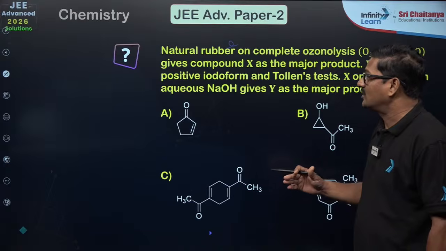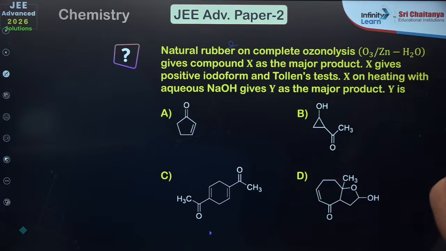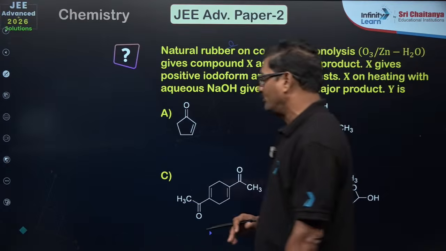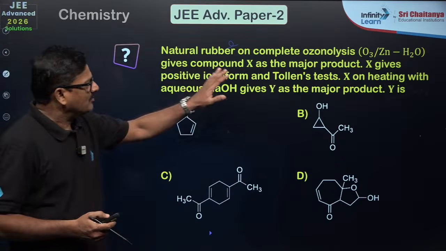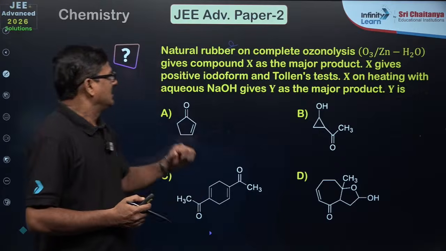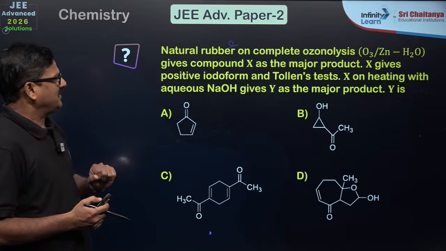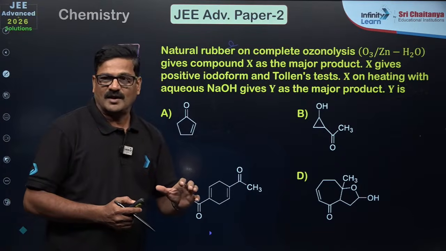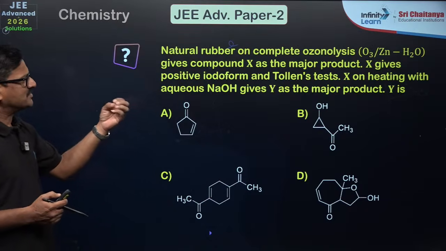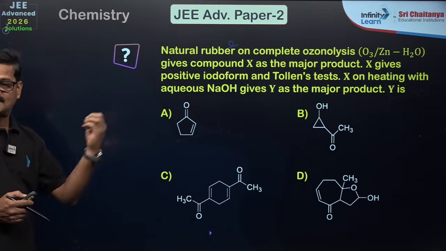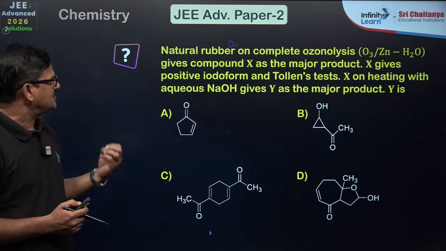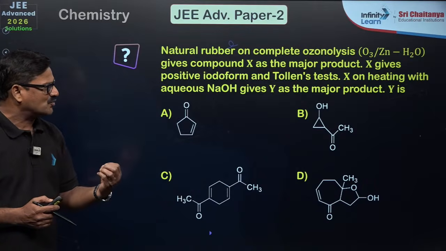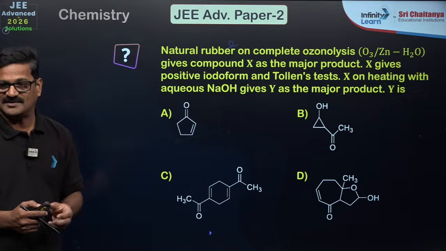Let us talk about A, natural rubber. What is natural rubber? Polyisoprene is a natural rubber. On complete ozonolysis, it gives a compound X as a major product, and X gives a positive iodoform test and Tollens test as well, that is the given data. And X on heating with aqueous sodium hydroxide gives rise to Y as a major product, and Y is.